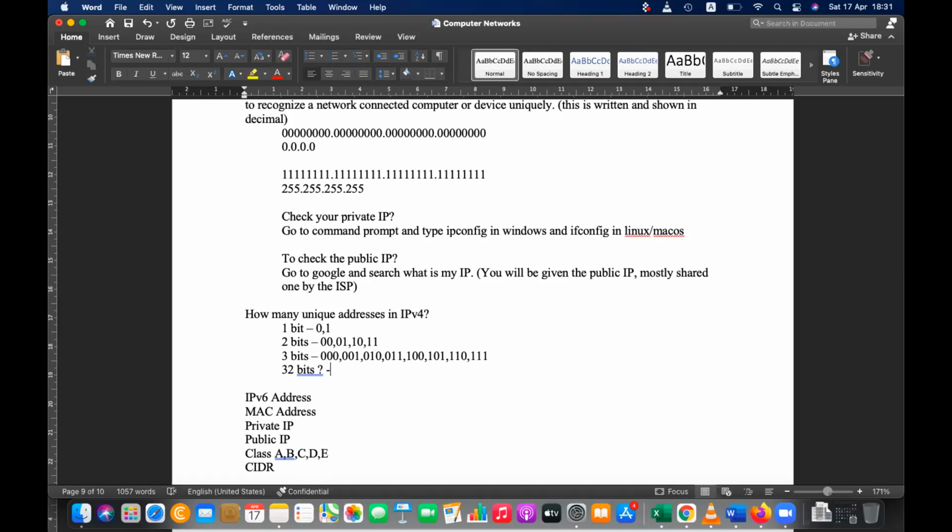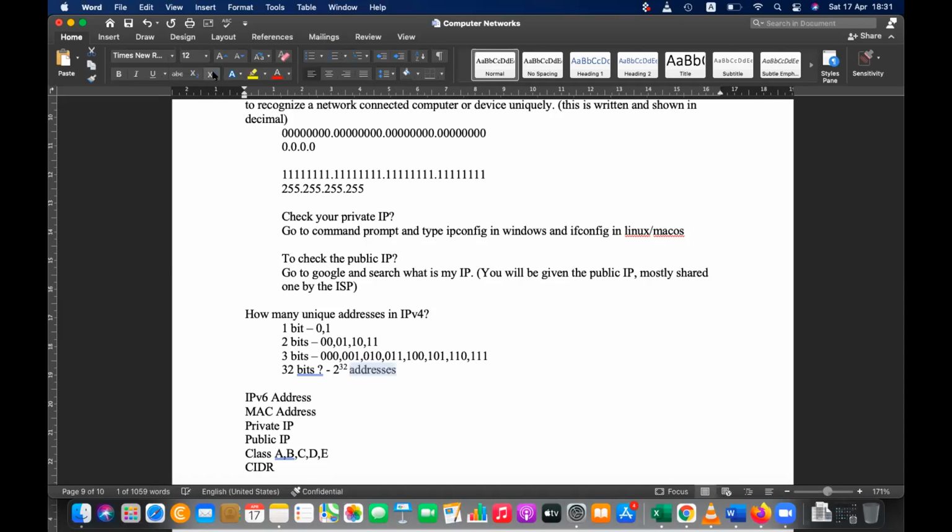Can't find the value. So it's 2 to the power 32 bit. Sorry, 2 to the power 32. So this number of addresses will be there. Understood or not?